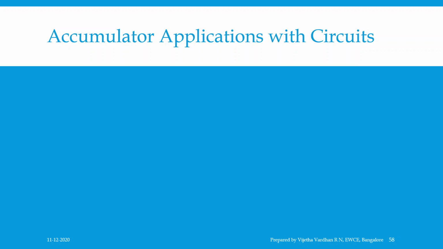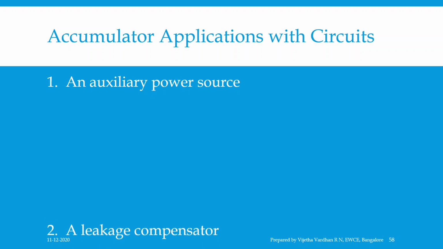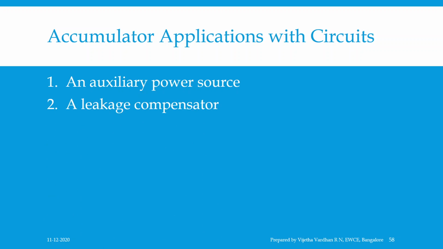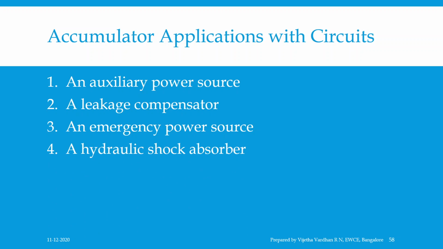Then we'll discuss a concept called accumulator applications with circuits. Different types of accumulators have been discussed in previous sessions, each having its own advantages and disadvantages. From the application point of view, accumulators can be used as an auxiliary power source, a leakage compensator, an emergency power source, and a hydraulic shock absorber. We'll discuss each and every one by one.